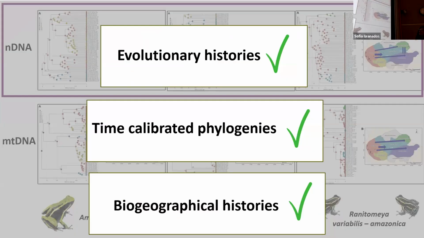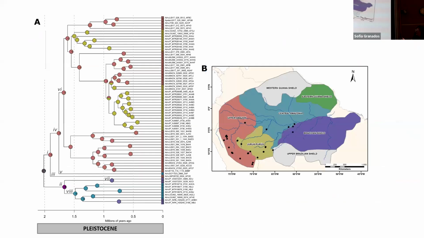So now I have all of my steps: evolutionary histories, time-calibrated phylogenies, biogeographical histories. Now I'm going to start telling you my results. But before I do that, I need to explain a little bit about this figure because you're going to see it a lot throughout this talk, and I just want to make sure that you understand what I'm saying.